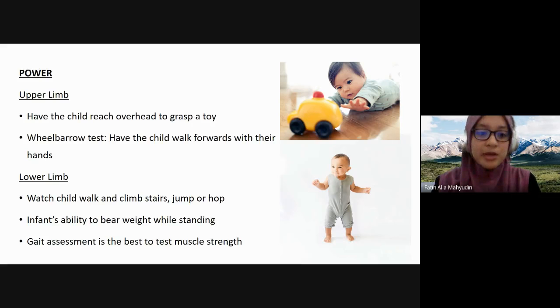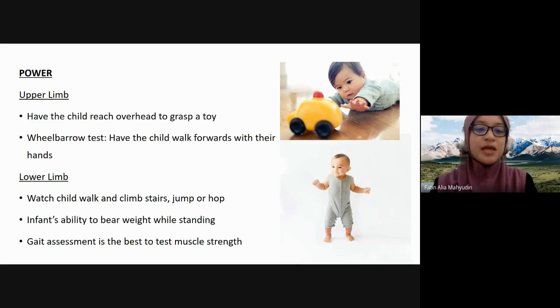And for the wheelbarrow test, if everything goes well, we can have the child walk forwards with their hands while we support their legs. But I don't think this is appropriate for us to do in the ward.